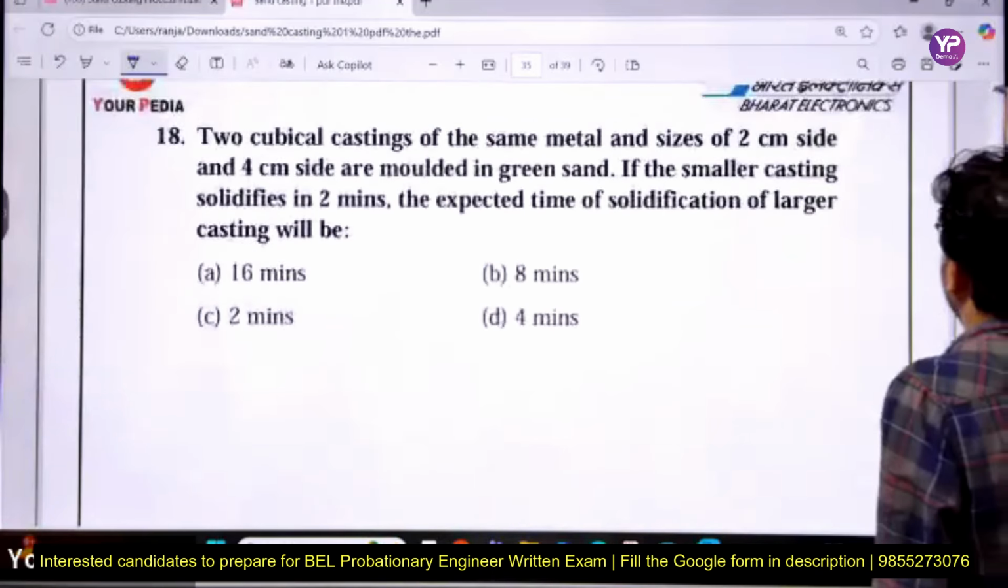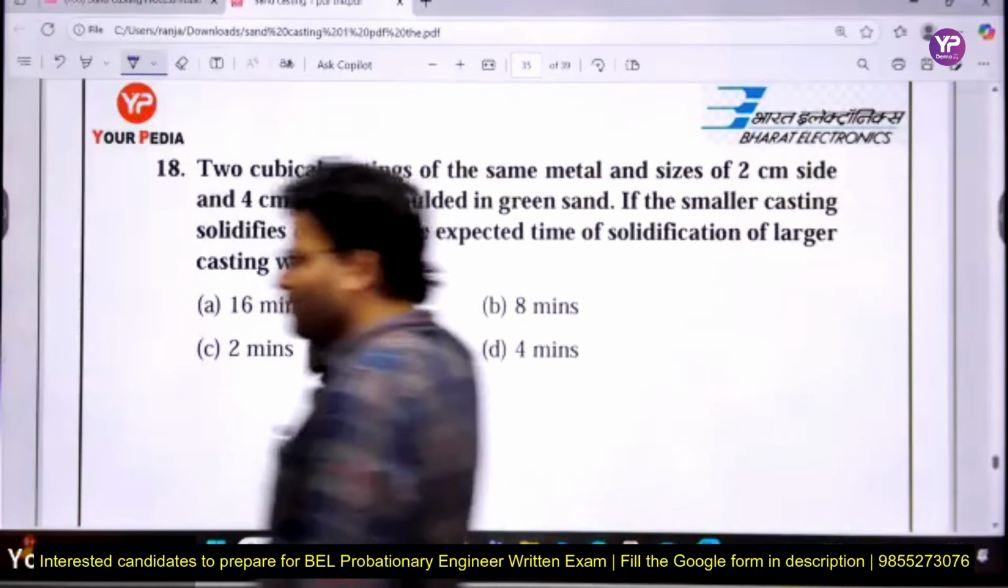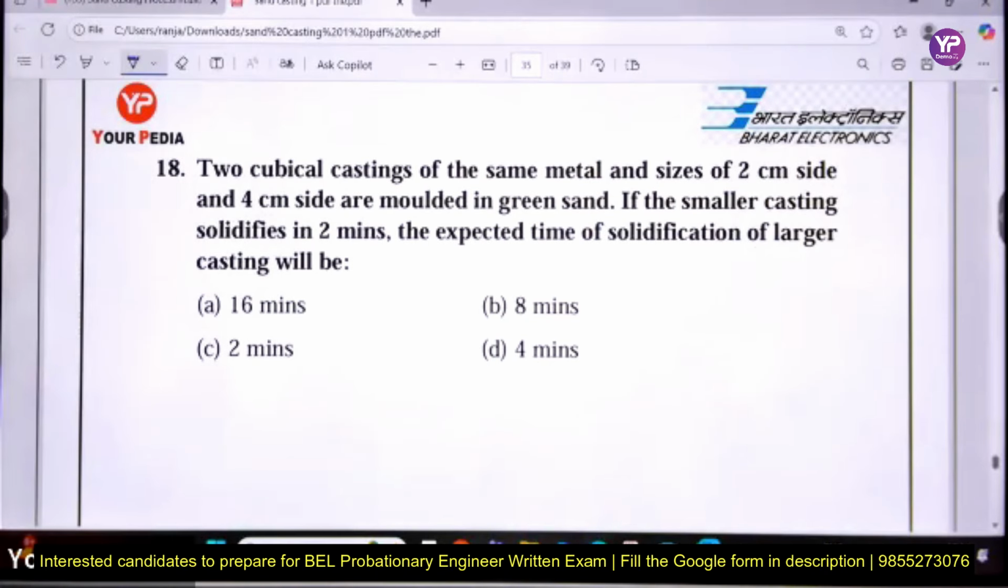Solve that question within 1 minute, not more than that. Same question it is also. Answer fast.